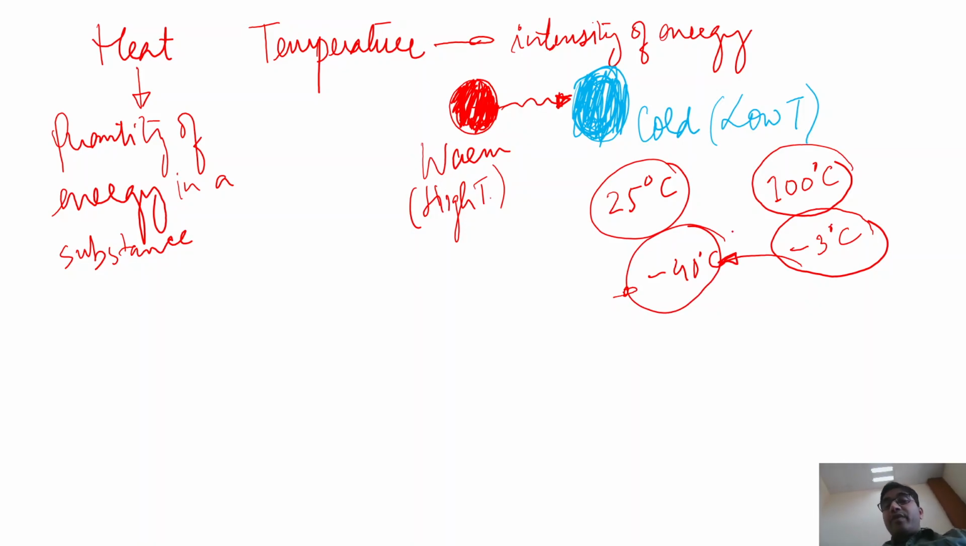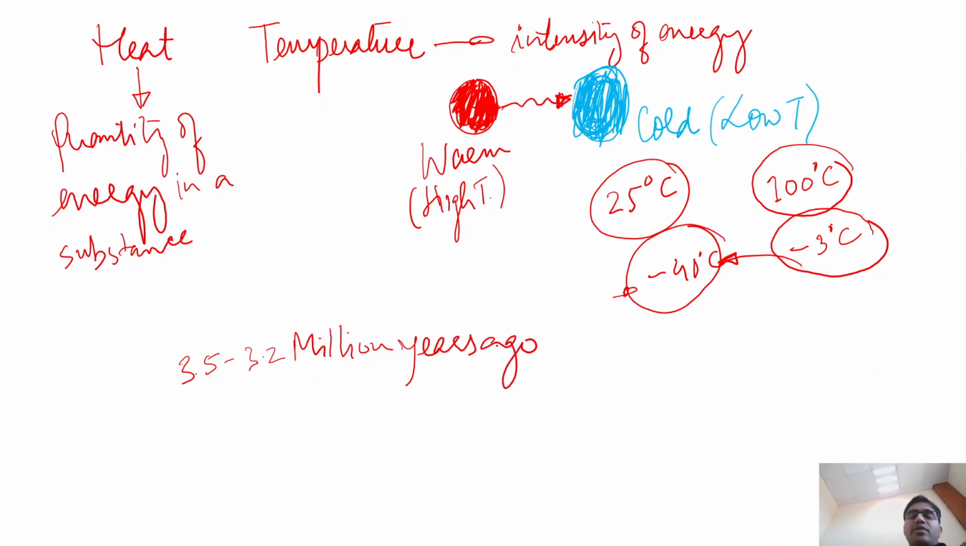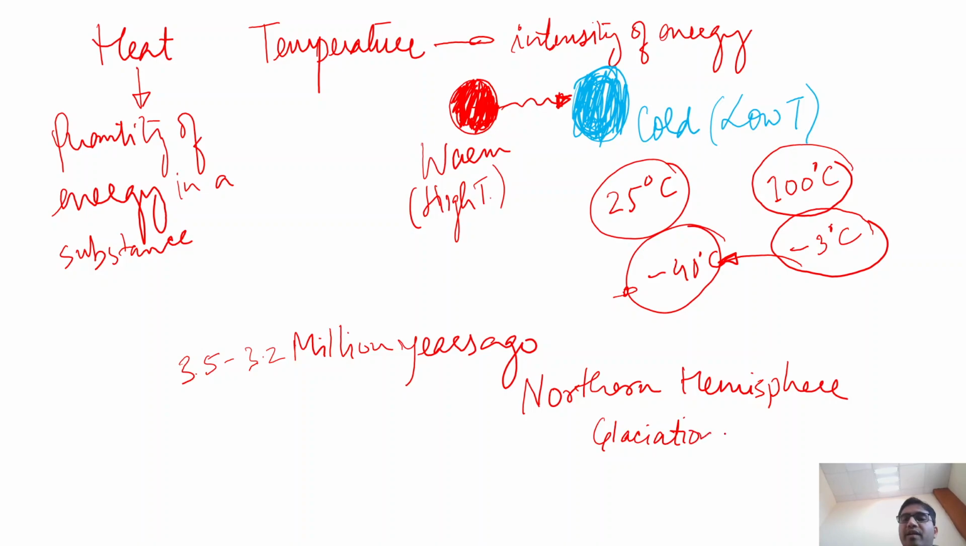So I'll tell you a very interesting fact. At around 3.5 to 3.2 million years ago, there was a glacial event which was known as Northern Hemisphere glaciation. You will read about it if you read the Quaternary geology and the climate of the past.